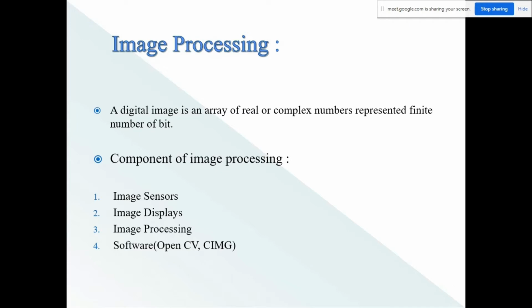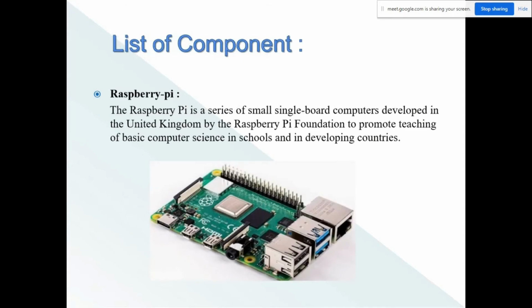Components of image processing: image sensor, image display, image processing software, OpenCV and CImg. Further, it will be explained by Giriraj.